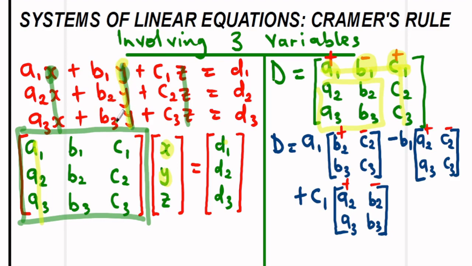B1, B2, B3. So I'm going to replace B1, B2, B3 with D1, D2, D3. Every other value will remain the same. The A's will stay on their own and the C's will stay on their own. The only thing that will be changing is the B's, which will change to the values of the D's.